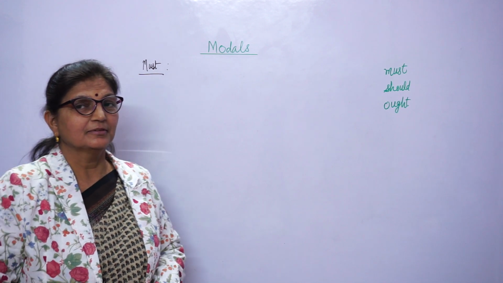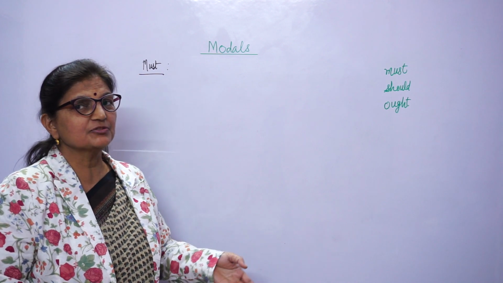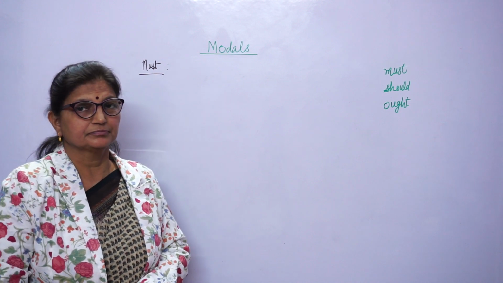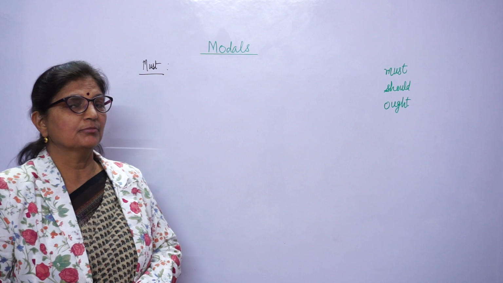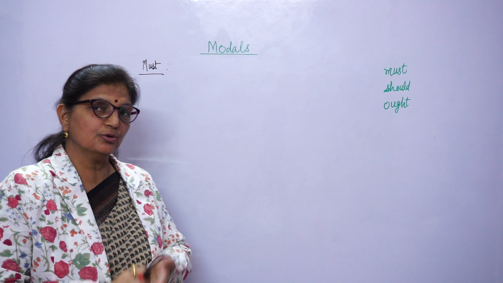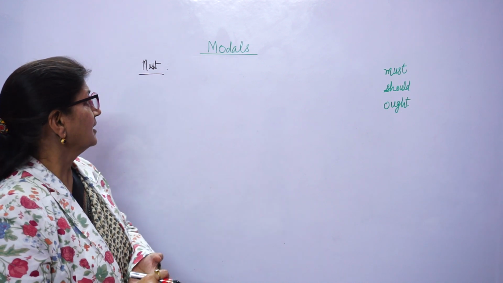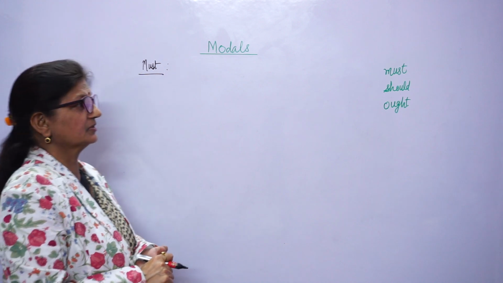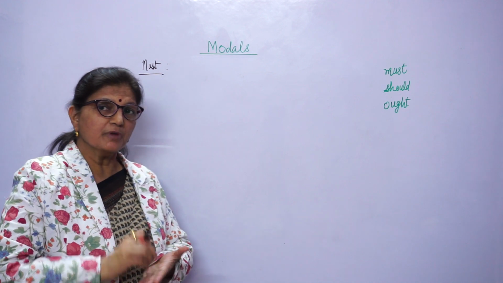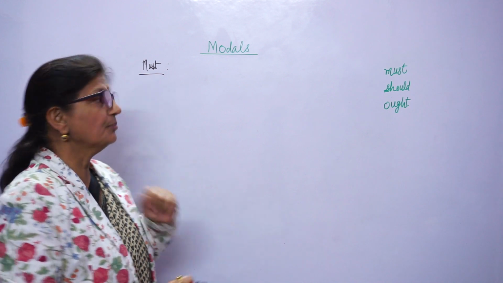We are doing various forms of verbs, and in the last video I had discussed modals. Now today the topic modal is continued. We have already discussed can, could, may, might. Today I would like to start with must. Where do we use must? We use must when we want to do something because it's important.